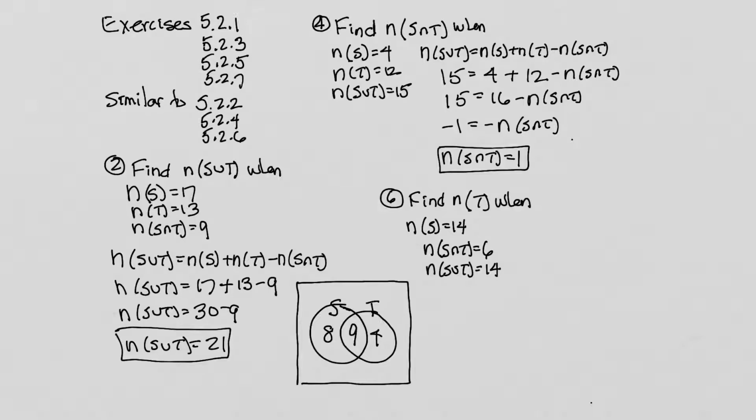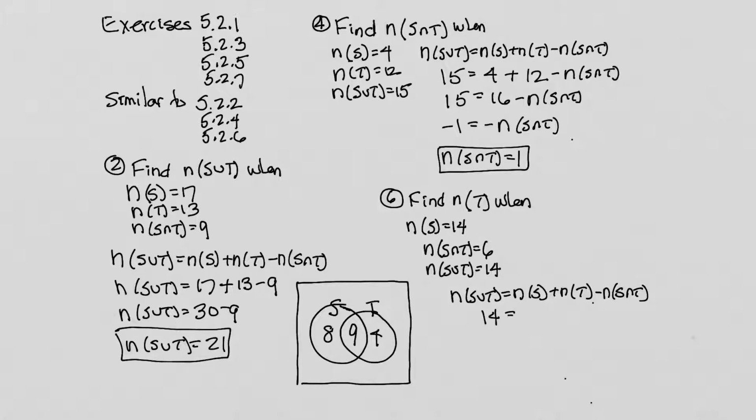Now in problem number 6, we're asked to find the number in this particular set, the number in T, given we know the number in S, the number in the intersection, and the number in the union. So again, we'll start by writing our formula. So here's our formula, and let's just start substituting in values. So first, the number in the union, that's up here, that's the 14. So let's put a 14 there.